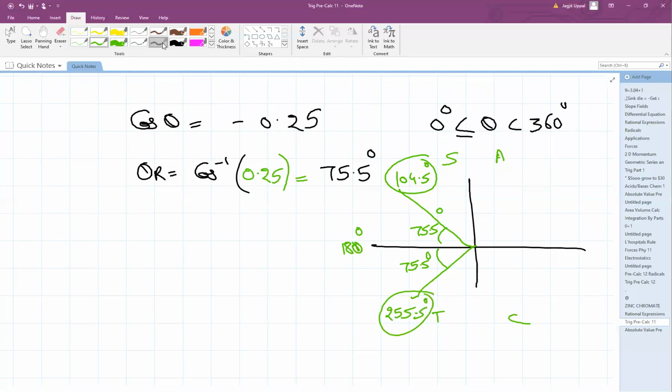So those are going to be your answers, folks. You're going to say your theta is equal to 109.5 or 250.5. Does that make sense?